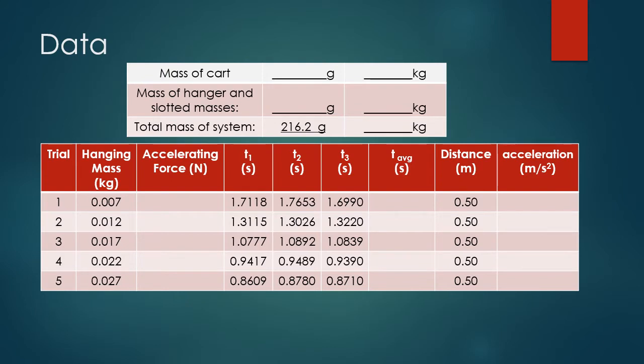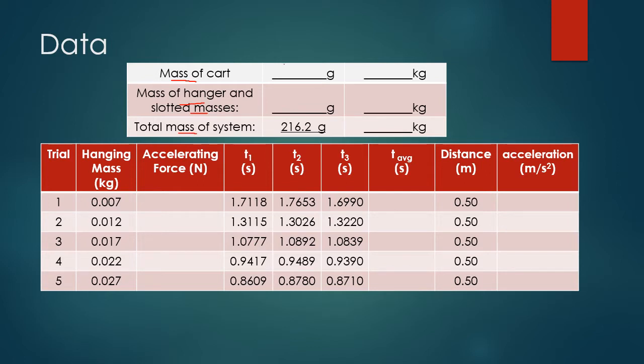Here's the data that was collected with the experiment. You saw on the previous slide the air track itself and how the apparatus was set up to collect this data. You have 2 data tables in your lab manual. Data table 1 is the top table shown here, where we have the mass of the cart, the mass of the hanger and the slotted masses, and then the total mass of the system.